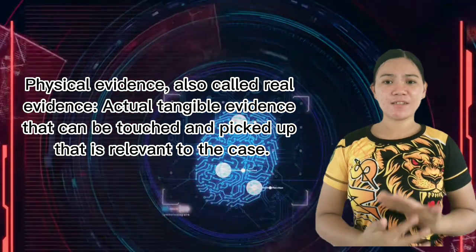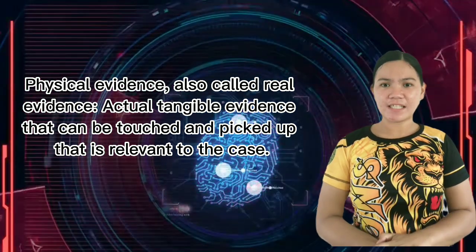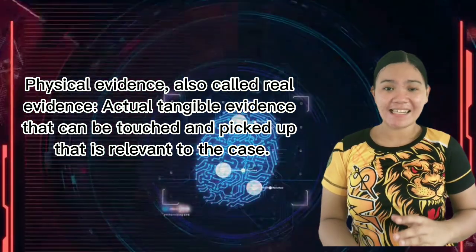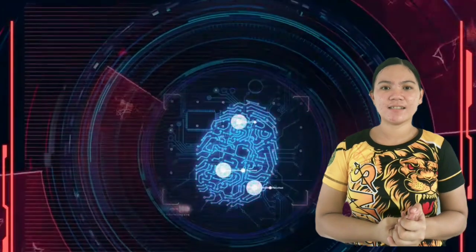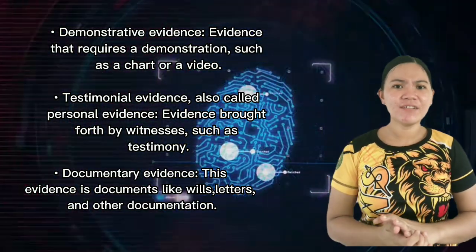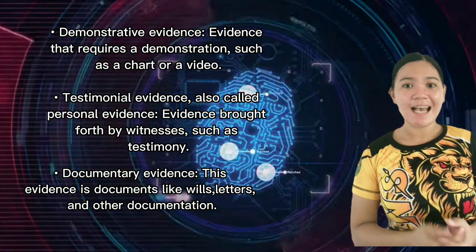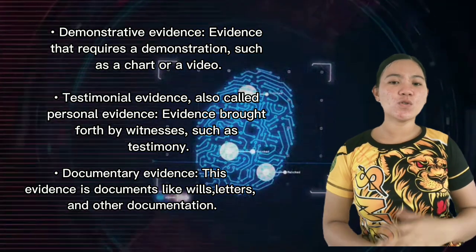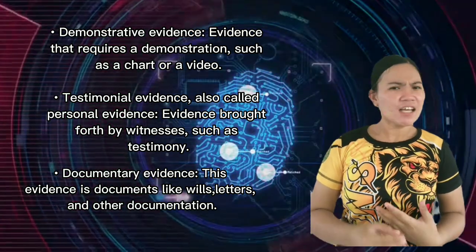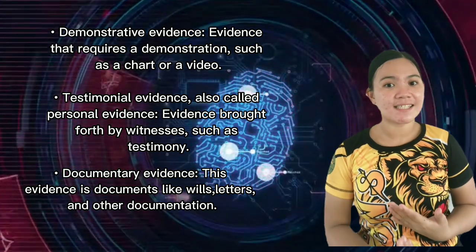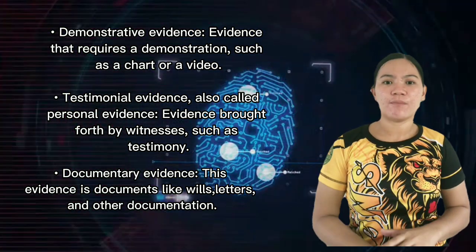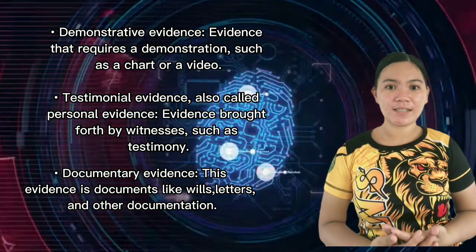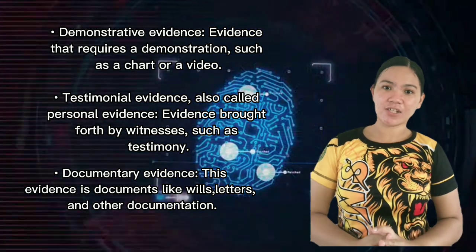The types of evidence in a legal court case. There are several types of evidence. First is the physical evidence, also called real evidence: actual tangible evidence that can be touched and picked up that is relevant to the case. Demonstrative evidence is evidence that requires a demonstration, such as a chart or a video. Testimonial evidence, also called personal evidence, is evidence brought forth by witnesses, such as a testimony. While the documentary evidence is documents like wills, letters, and other documentation.